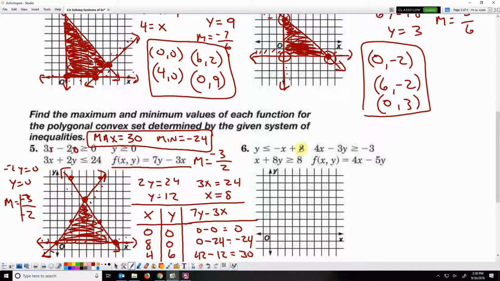My last one here, I've got a y-intercept of 8 and a slope of negative 1. So down and right. And if I plug in zeros, I get 0 is less than or equal to 8. That is true. I'm shading this direction.